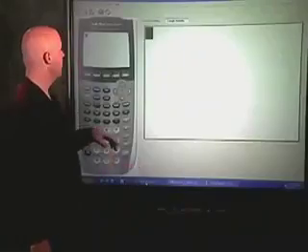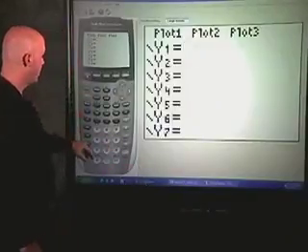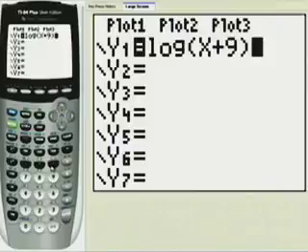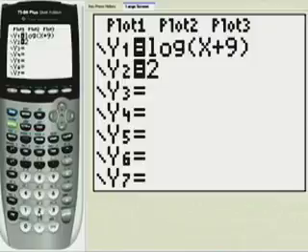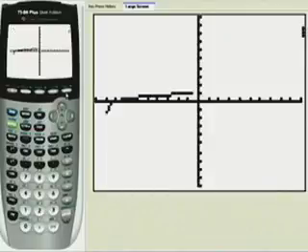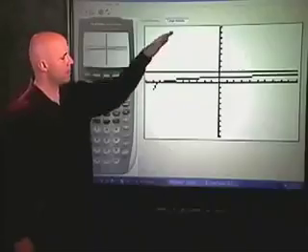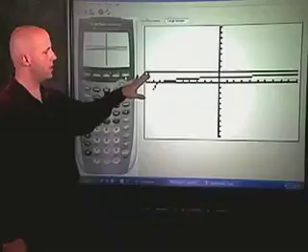We go to our graphing calculator. In y1, we're going to enter log base 10 of x plus 9, close parentheses, enter, and in y2 we enter the constant 2 as the right side of our equation. I'm going to graph that using our standard viewing window. It's minus 10 to 10 in both x and y. And we're looking for the intersection point.